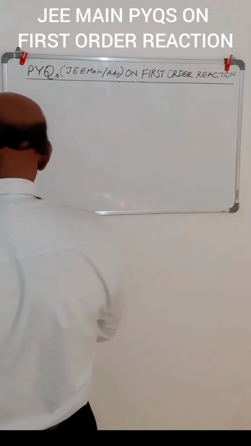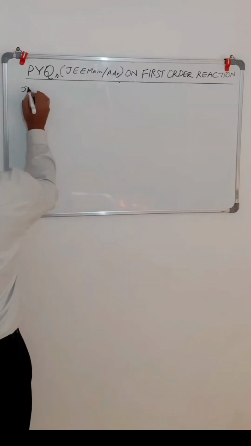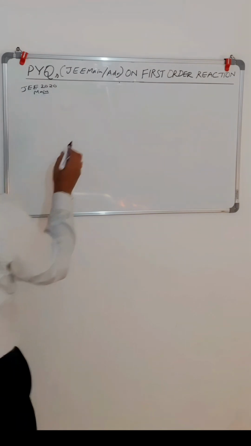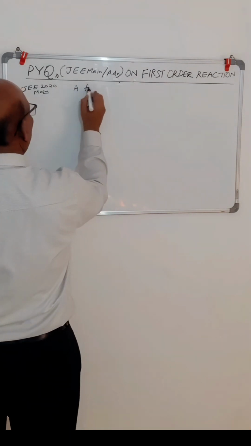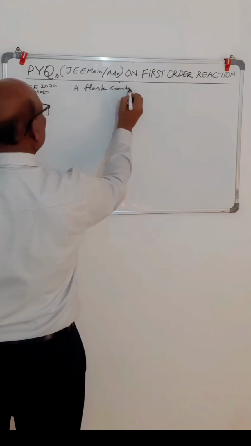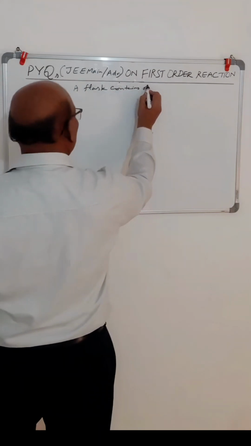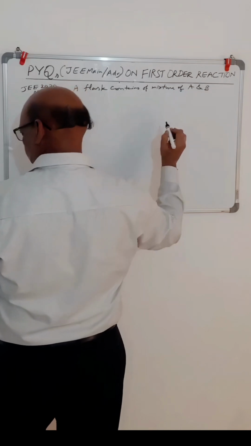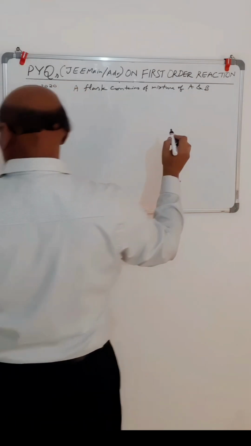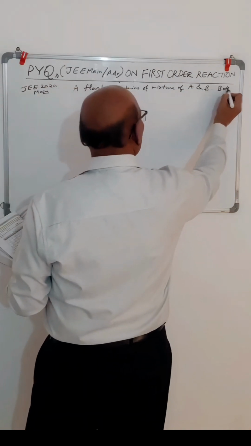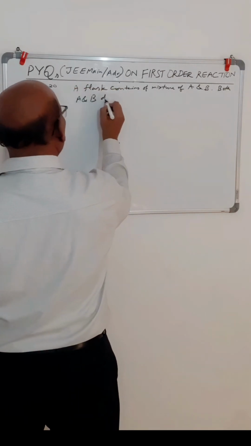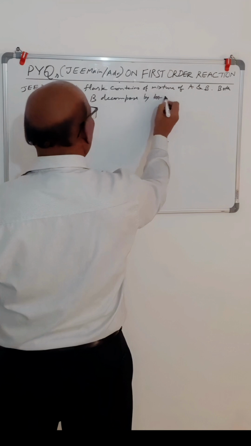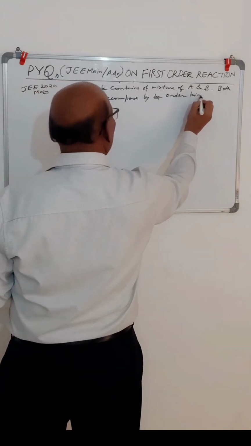This was asked in 2020 mains. JEE 2020 mains. The question is: a flask contains a mixture of two compounds A and B. Both these compounds, both A and B, decompose by first order kinetics.